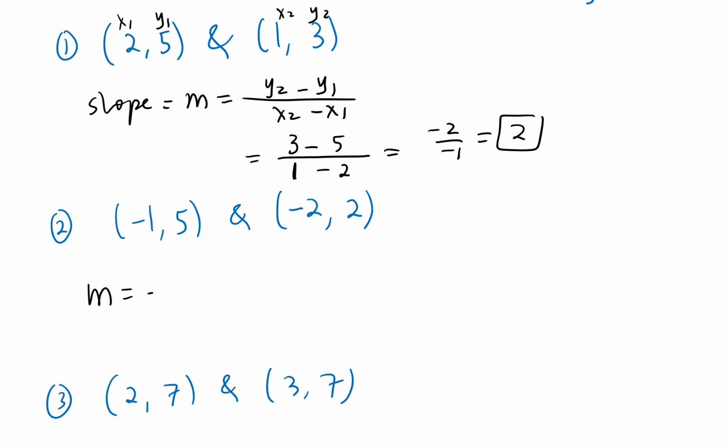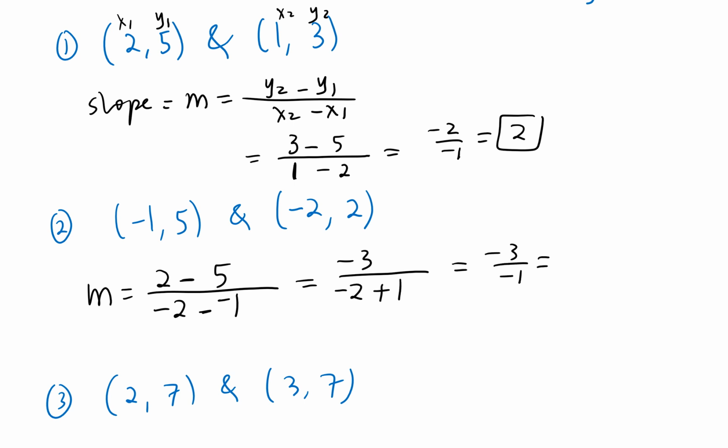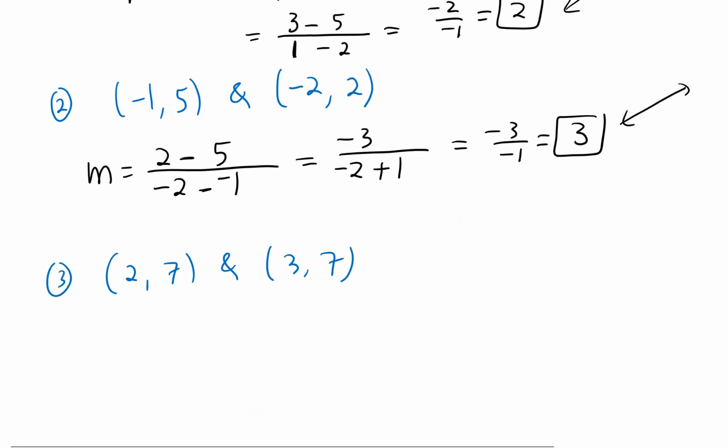For this one, the slope would be y2 minus y1 over x2 minus x1. So on the top I get -3, on the bottom -2 plus 1, so -3 over -1, that's a +3. So both of them are positive slopes. That tells you the line's going up this way. If it's negative, the line goes down.